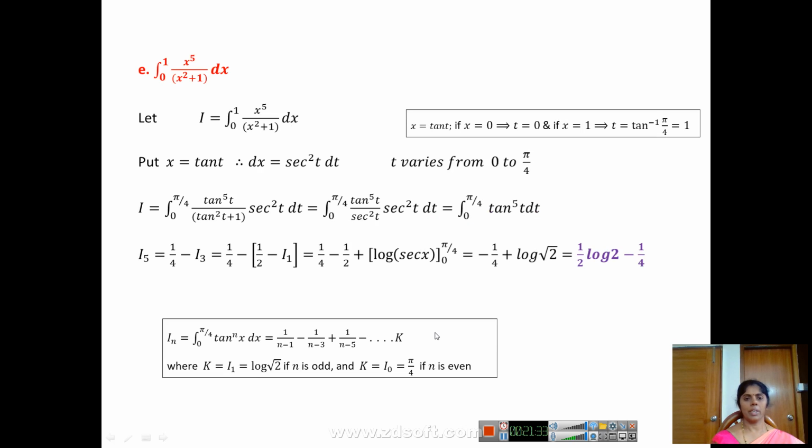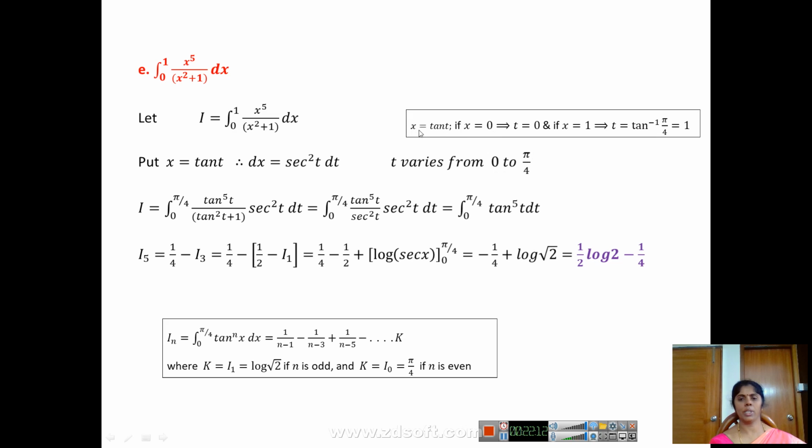Here we can just discuss one more problem, and afterwards we are having the references. Integral 0 to 1, that is x to the power 5 divided by x square plus 1 into dx. So let I equal integral 0 to 1 x to the power 5 divided by x square plus 1 into dx. Put x equals tan t. So then dx becomes secant square t into dt. So here x varies from 0 to 1, so therefore t varies from 0 to pi by 4.